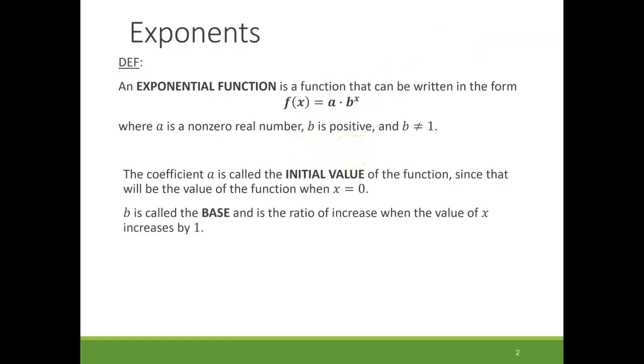We call b the base. And basically that's the common ratio of increase. As x increases by 1 unit, f of x will increase by a factor of b. Well, I should say change by a factor of b. I guess it could get smaller, right, if b is less than 1.